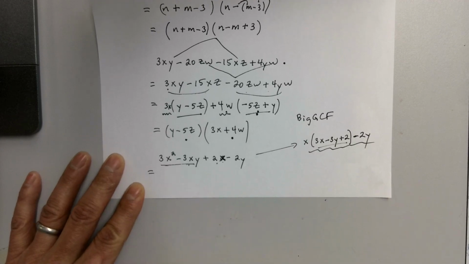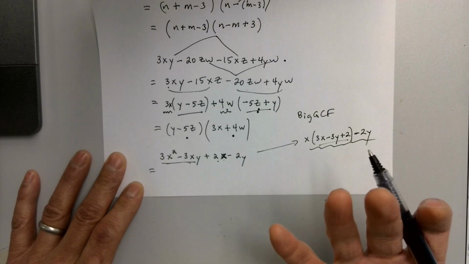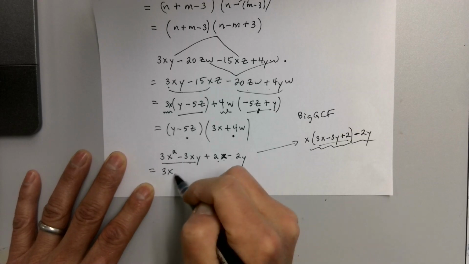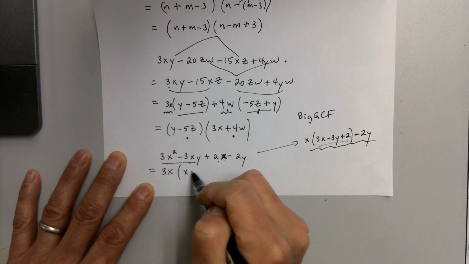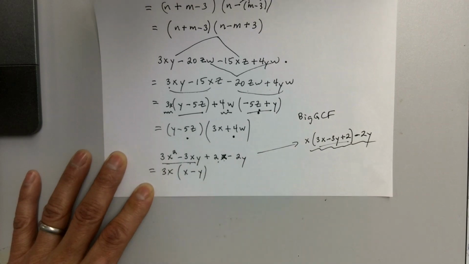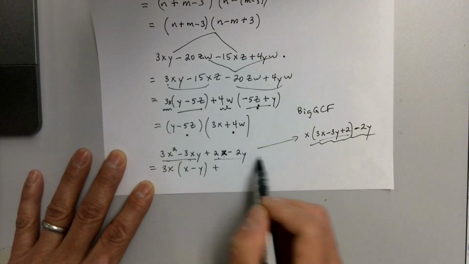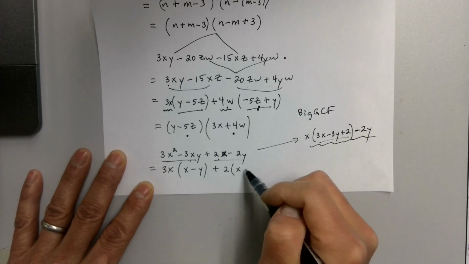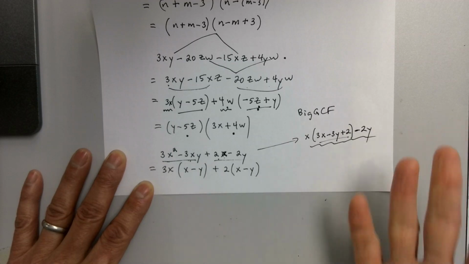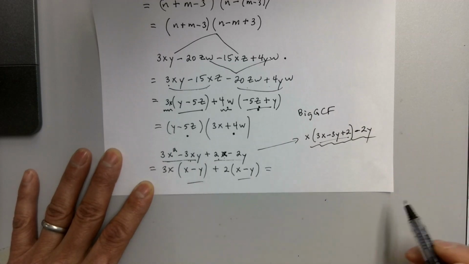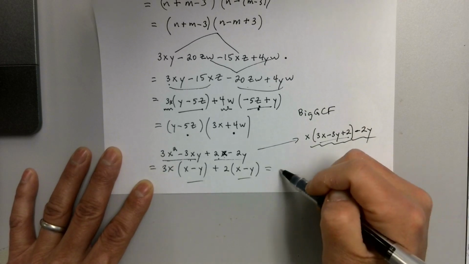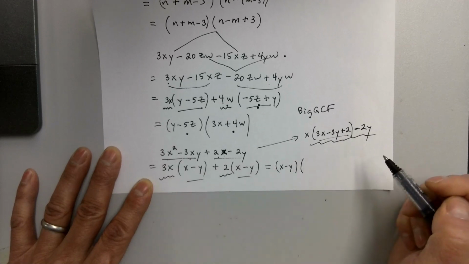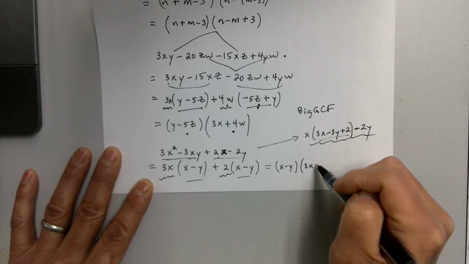So I'm going to look at the first two terms. There's a GCF of x. Actually, there's a GCF of 3x. So I take out 3x, leaving x minus y. And then I look at these two terms. I see a GCF of 2, leaving x minus y again. Okay, this is good news because I have a big GCF. So I take that out, x minus y, and my leftover is 3x plus 2.